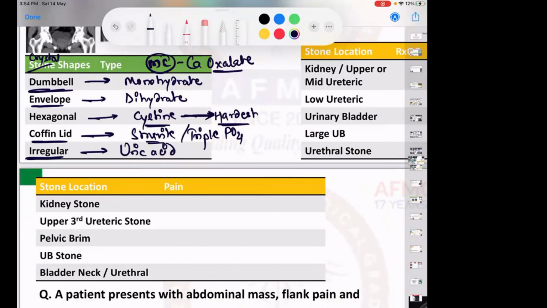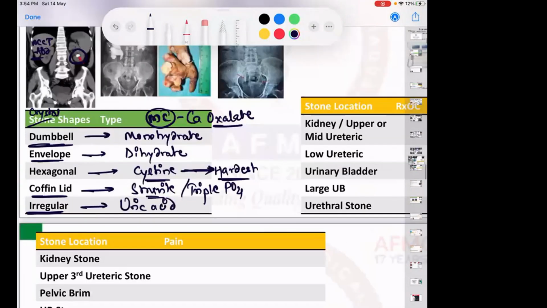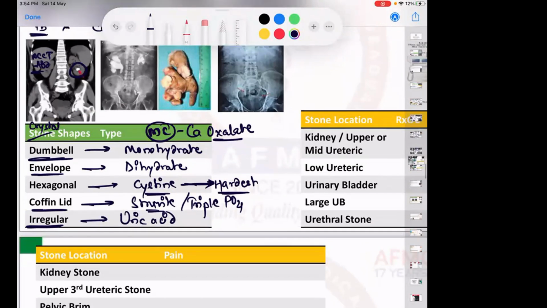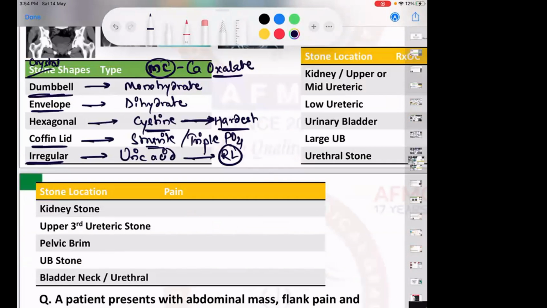Very good. Out of all the renal stones, which renal stones are radiolucent, meaning which would not be visible on a NCCT KUB or NCCT abdomen? Very good. Uric acid crystals are radiolucent. The other radiolucent kidney stones, anybody? Apart from uric acid stones, the other type of kidney stones which are radiolucent.